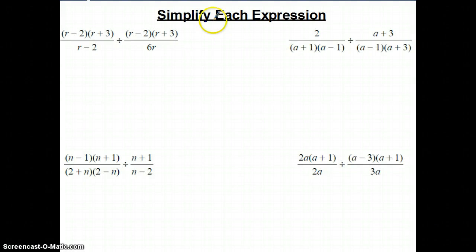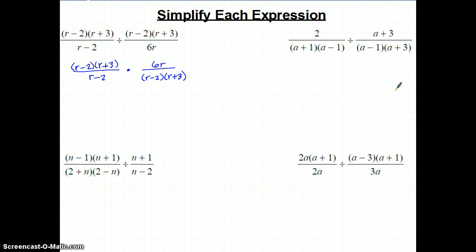However, first, since we do have division, I am going to flip these over and multiply. Remember that your first fraction does not change, so we still have r minus 2 times r plus 3 all over r minus 2. My division changes to multiplication, and I reciprocate or flip over the second fraction, so I now have 6r over r minus 2 times r plus 3.